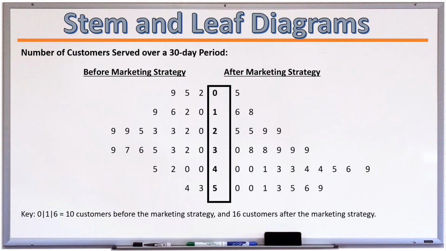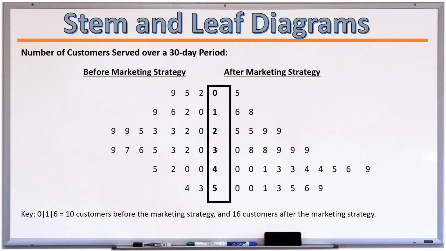We can make a few observations from the stem and leaf diagram above. Visually, it can be seen that before the marketing campaign was instituted, the number of customers seen was relatively balanced, with a majority of days seeing between 20 and 39 customers per day. After the marketing campaign, the number of customers seen was skewed towards seeing 30 or more customers every day.